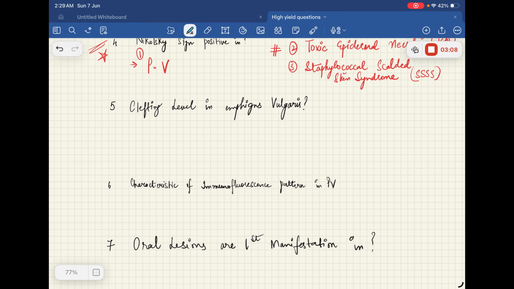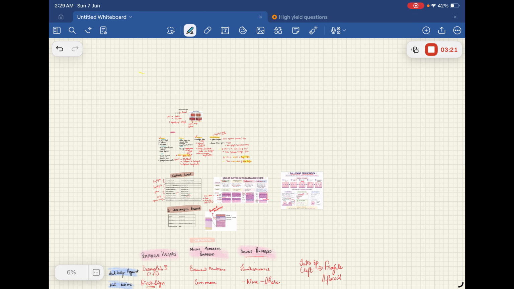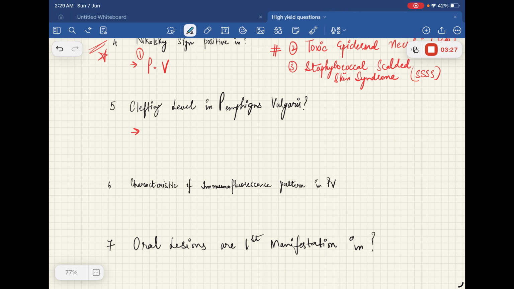Next, clefting level in pemphigus vulgaris is, yes, do you remember the clefting table we discussed? So in pemphigus vulgaris it is a suprabasilar or intraepithelial cleft. So the correct answer here is suprabasilar.